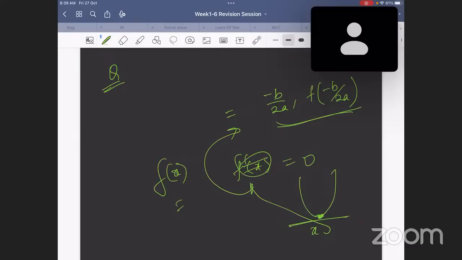Excuse me, sir. Go ahead. This condition is only applicable when the parabola is upward or downward, because if the parabola is right turned or left turned, then that is not a function, and there will not be a vertex that way. Oh, it is not defined at that point. Yeah.